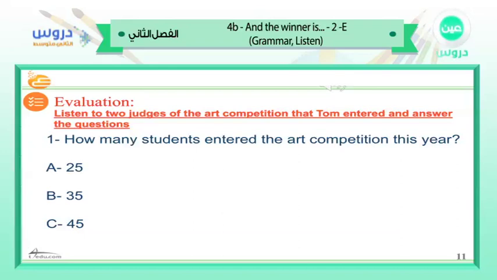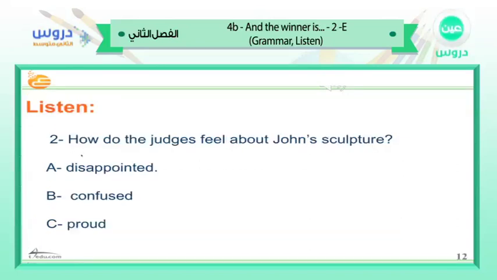Okay, we just listened to the audio. Let's choose our answer. Number 1. How many students entered the art competition this year? This year, everybody. Of course, the answer is C, 45. C, 45, everybody. Okay?